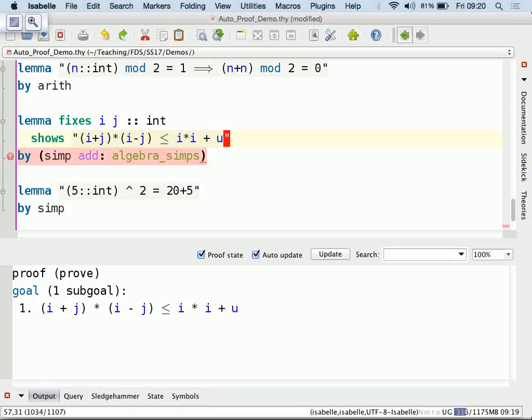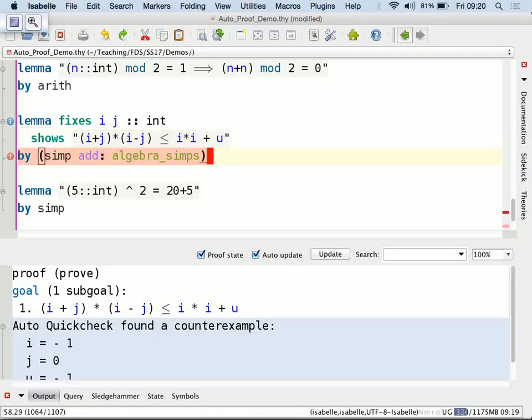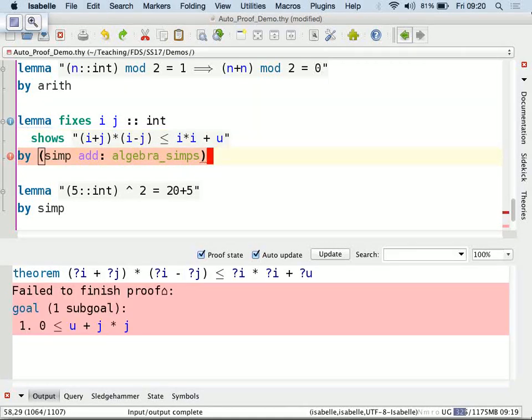But if you write plus u, then it won't prove it anymore. But you can still see what was left over. It couldn't. I mean, that's where it got stuck. 0 should be less or equal to u plus j times j. And if you don't know anything about u, then you can't prove that.